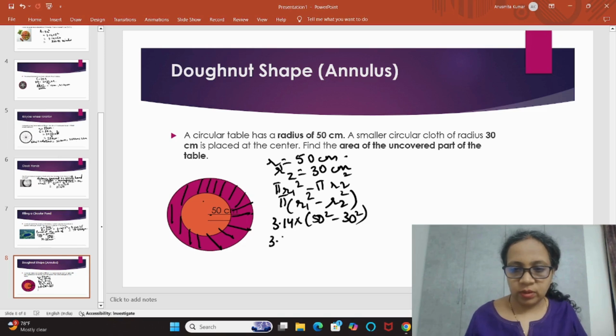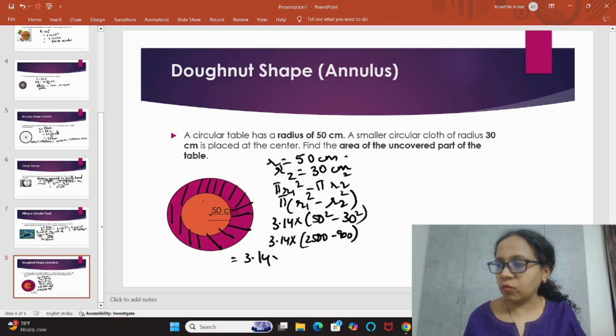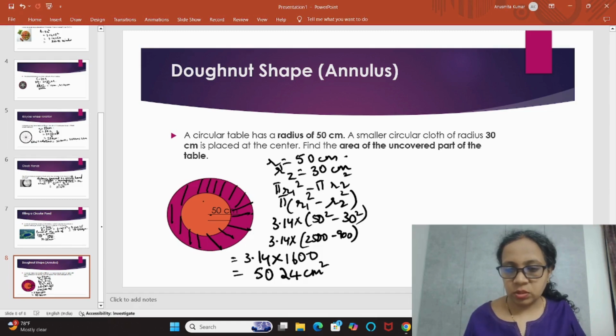That is 3.14 into 2500 minus 900. That is equal to 3.14 into 1600, that is 5024 centimeter square.